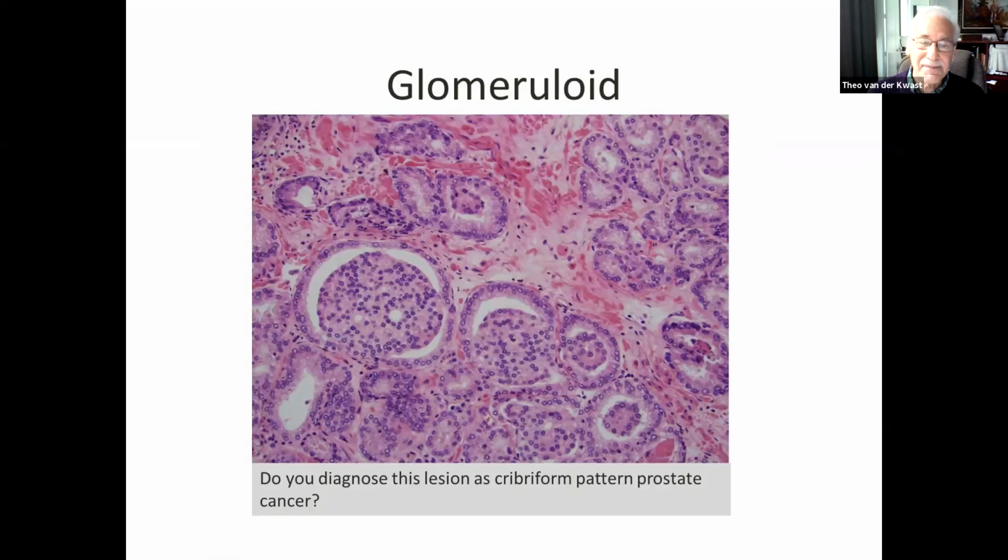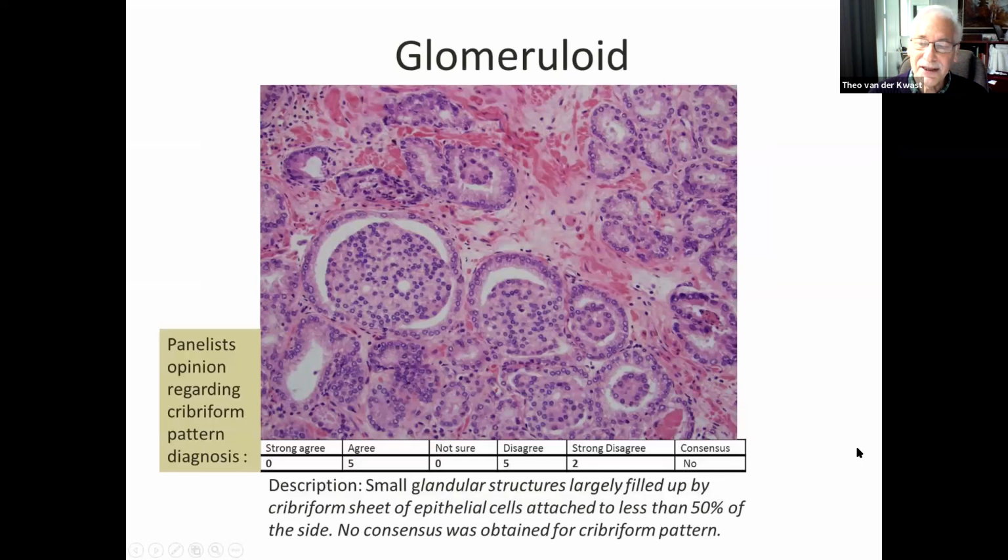Glomeruloid. Here is another example from the educational slide set. Do you diagnose this lesion as cribriform pattern prostate cancer? I have a pretty strong opinion on this, but not all panelists. And here we see what happens. There was no consensus. 5 were in agreement, 2 were in strong disagreement, and 5 disagreed to call this cribriform pattern. Personally, I would not call this cribriform pattern, and I'm allowed to say that because I'm the presenter.